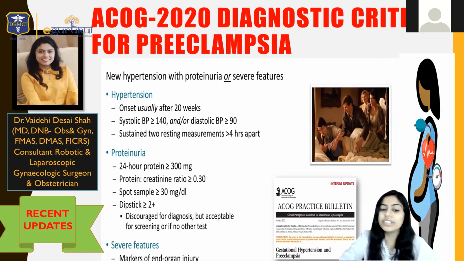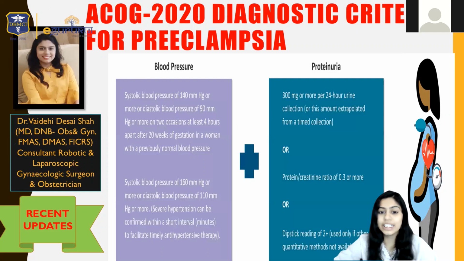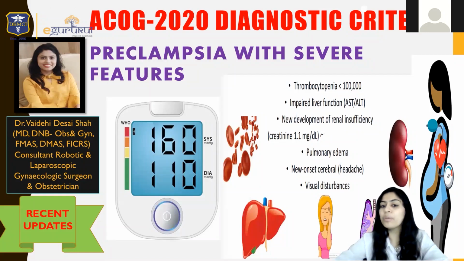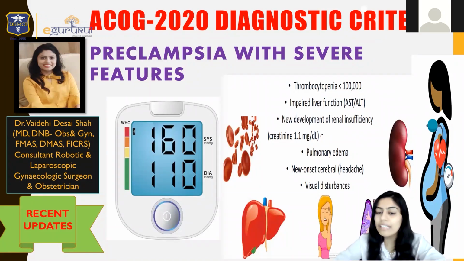Now coming to the severe features, were there any features of end organ injury? Okay, but for that we need to know what are the markers of end organ injury. So the following are the markers of end organ injury. Thrombocytopenia less than 1 lakh, impaired liver function test, new development of renal insufficiency, that is creatinine more than or equal to 1.1 milligram per deciliter, pulmonary edema, new onset cerebral headaches, and visual disturbances. Yes, our patient had headaches and visual disturbances.